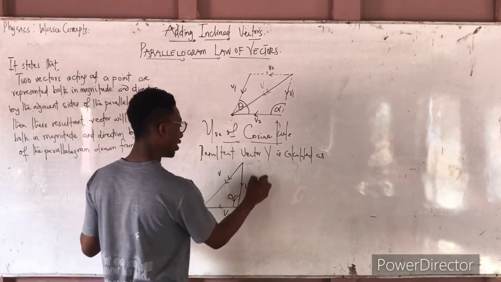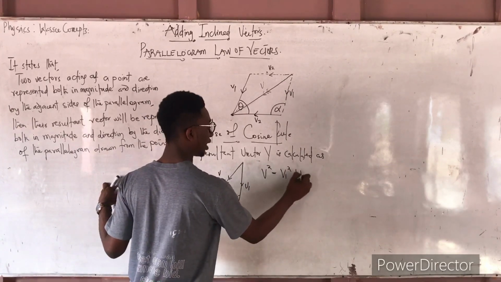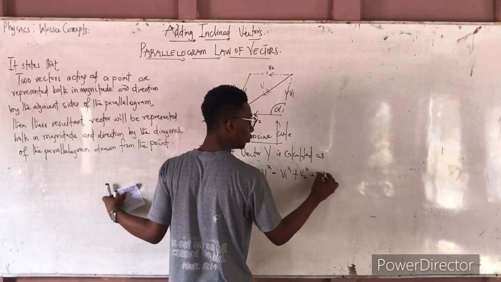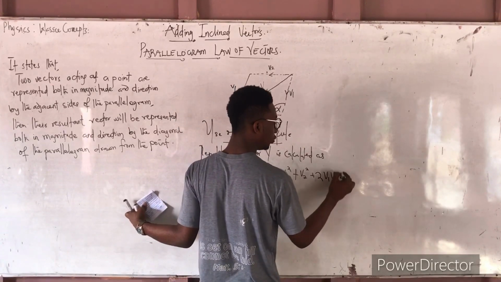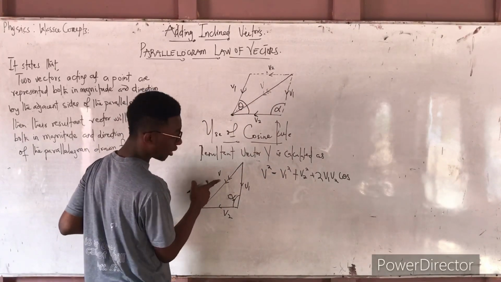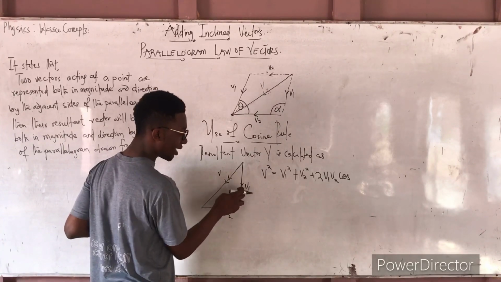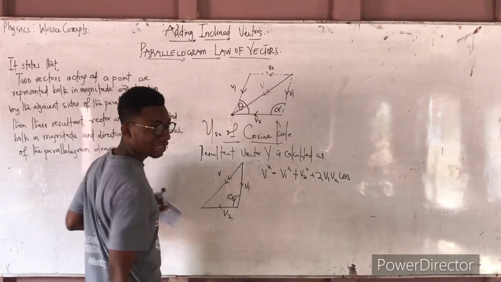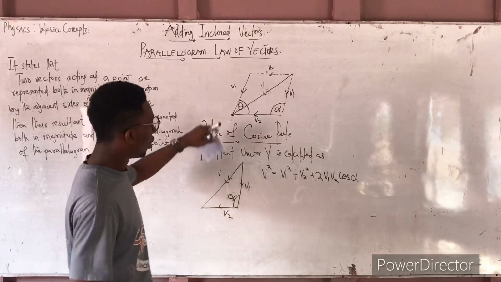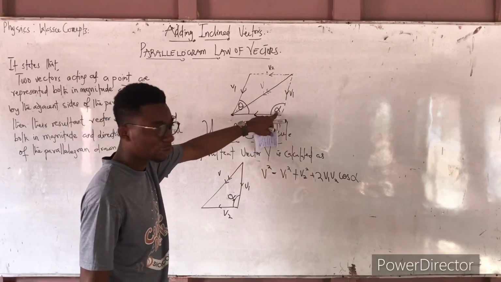So now, our V squared becomes our V1 squared plus our V2 squared minus 2 multiplied by V1 V2 cos of the angle that is opposite the resultant vector, or cos of the angle that links the two vectors together, and that is called alpha. Take note, it will always start initially at a certain angle, but after drawing the parallelogram, you get another angle which is alpha.